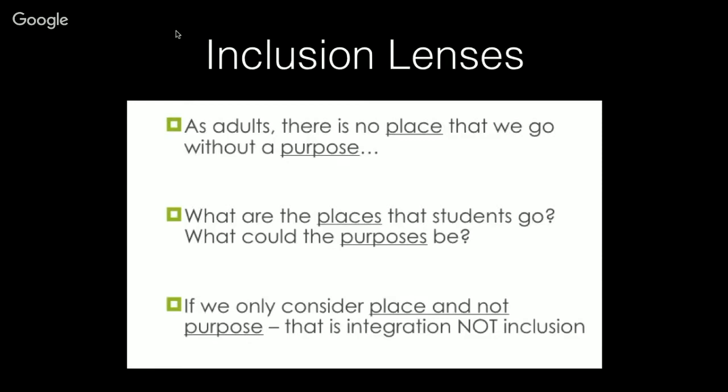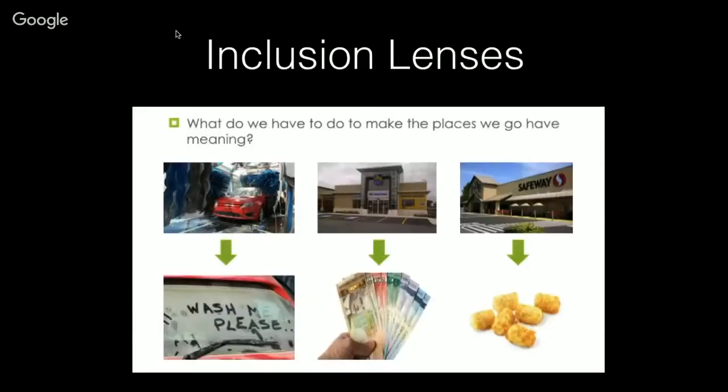And so this is what I like to look at as inclusion lenses: how do we provide purposes within all of the places that these kids are going? Because as adults, we always have a purpose to where we go. And I love to use this example. On Fridays, I do my errands. I always get my car washed, I go to the bank, and I go to the grocery store. But I don't just go to those places physically. I go to those places for really specific reasons.